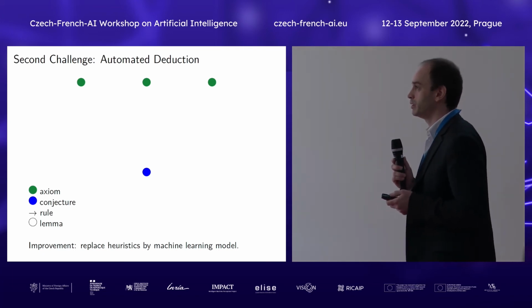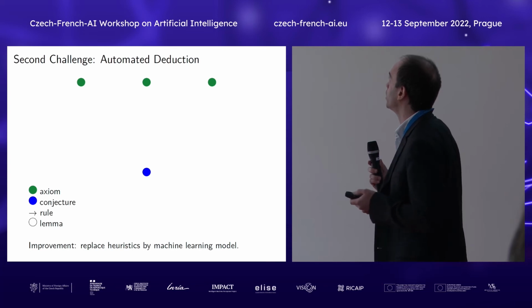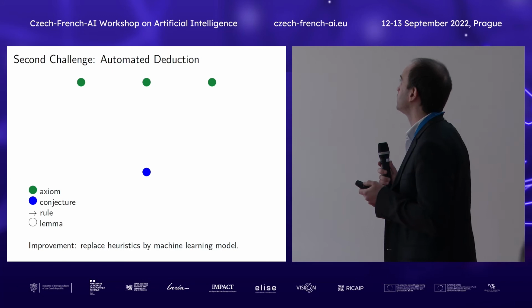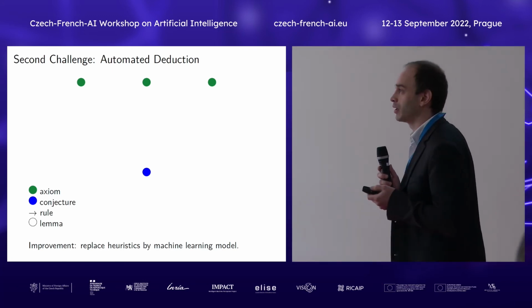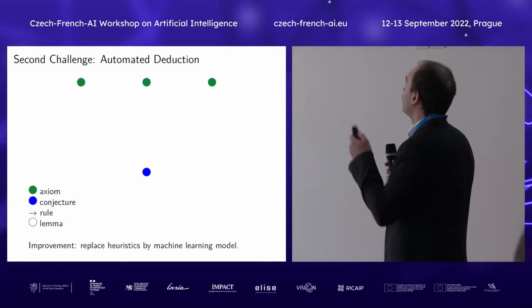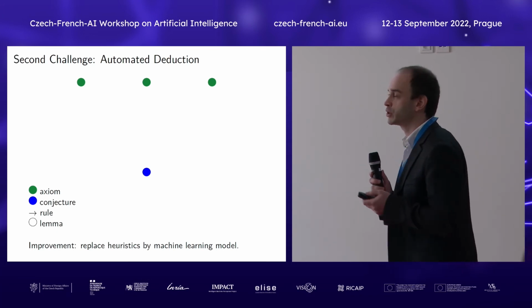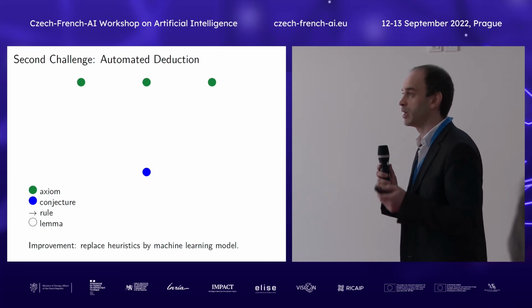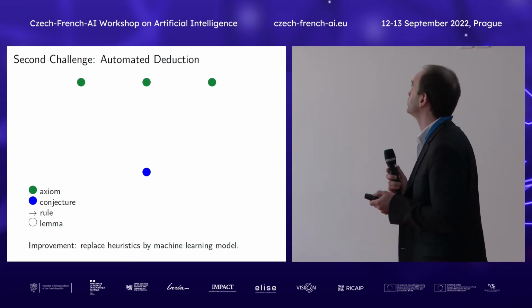This is called automated deduction, and we have many choices in which we are combining the axioms. And usually we can think of this problem as a path-finding algorithm. So we are trying to find a path from the axioms to the conjecture, and the graph is made by the rules. And we can apply all kinds of search algorithms like A* or MCTS, and we can guide this search by a machine learning algorithm.